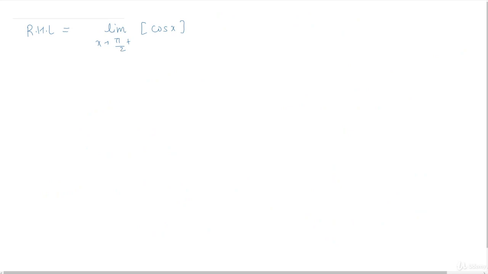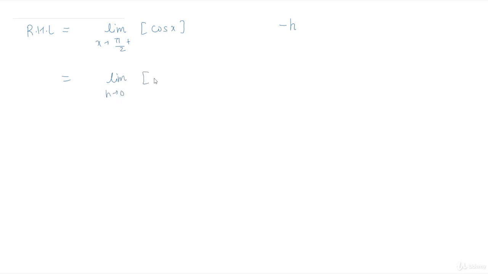So this thing we can rewrite. Since it is a very small negative quantity, it can be represented as minus h, where h is a very small positive quantity, so minus h is a very small negative quantity close to 0. So we can replace this whole limit as the limit as h approaches 0 of the greatest integer of minus h. This we deduce from the graph.